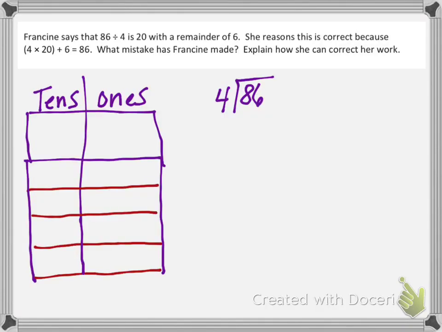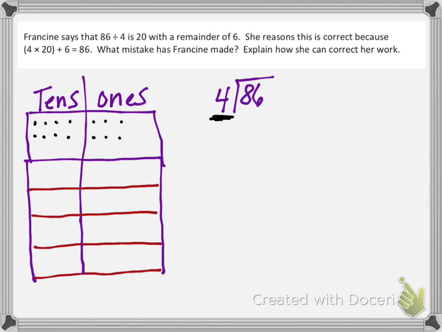All right, well, let's first break up that 86 and put that into our place value chart to try to model this to see where she made her mistake. So there are 8 tens, so we'll do 1, 2, 3, 4, 5, 6, 7, 8. And there are 6 ones. 1, 2, 3, 4, 5, 6. And we need to split this up into 4 equal groups. So we have a group here, a group here, a group here, and a group here. So let's take that 8 and split it up equally into 4 equal groups.